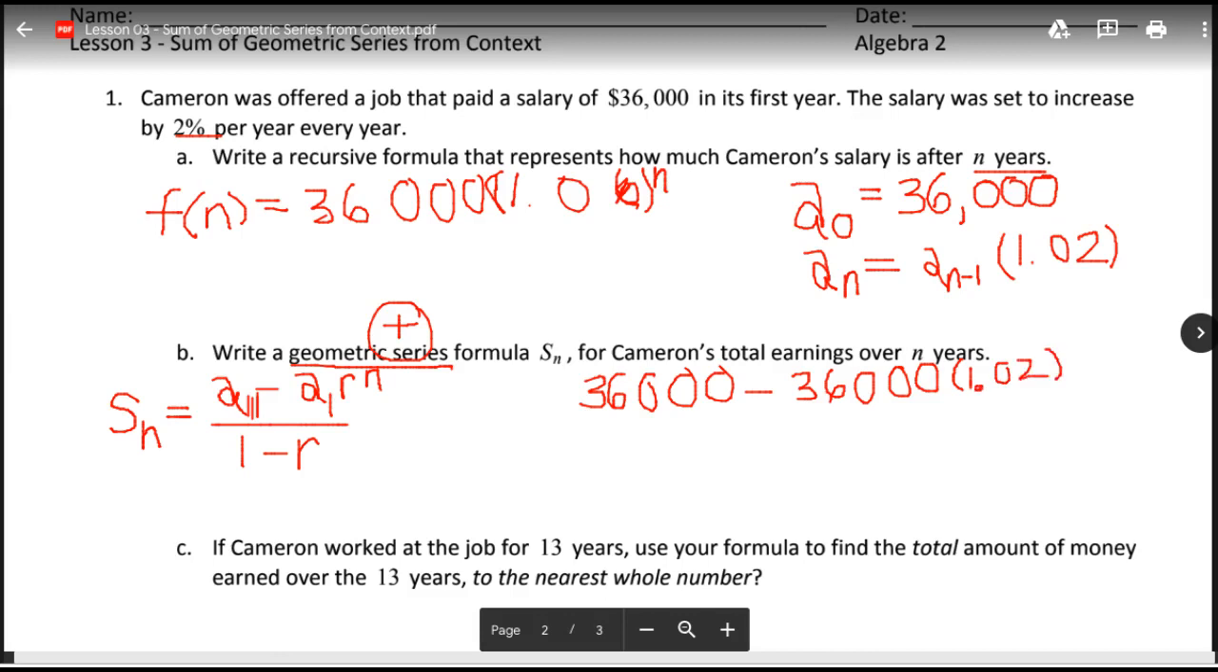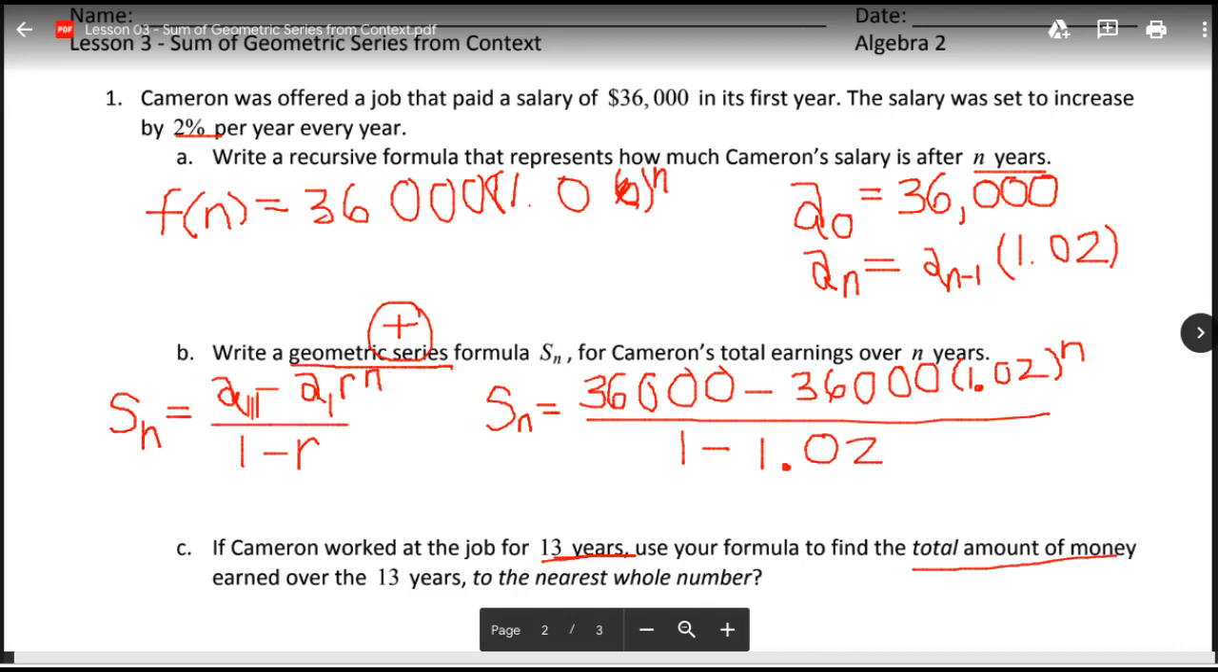Now, they're saying n years, so we're going to leave this as n over 1 minus 1.02. Now, because they told us in the directions to write a geometric series formula S sub n, they actually want us to get fancy, so we're going to say this equals S sub n. Now, as a follow-up, they're going to ask us to actually put 13 in for the number of years. Now, the key word that lets me know that I'm using a series formula and not just subbing in to find the 13th year on its own is they ask me to find the total amount of money earned over 13 years. So make sure you're being picky and you're answering the question they're asking you.